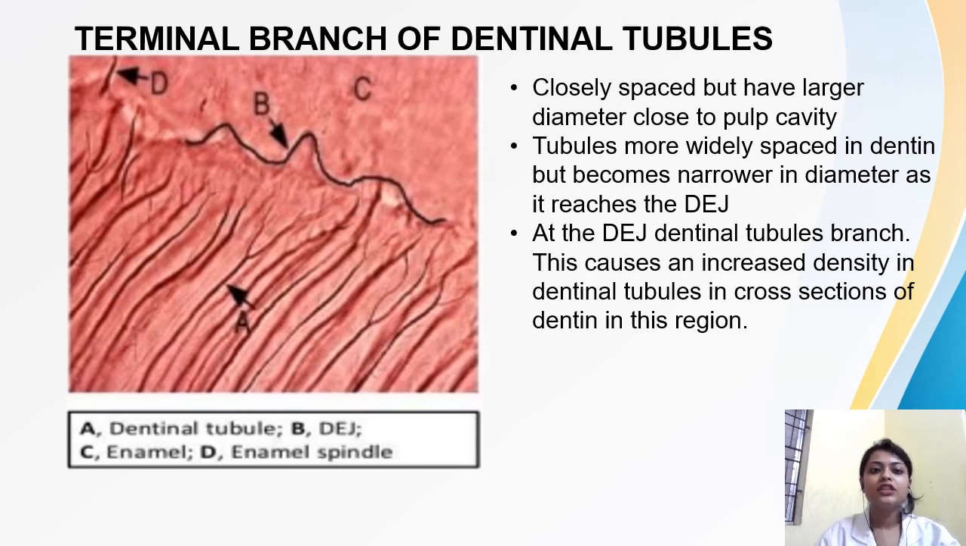Now we are coming to the terminal branch of the dentinal tubules. Here we are seeing the terminal branch of the root tubules. These are closely spaced but have larger diameter opposed to the pulp cavity. Tubules are more widely spaced in dentin but become narrower in diameter as they reach the dentino-enamel junction. So as they reach the dentino-enamel junction, they become narrower. At the dentinal enamel junction the dentinal tubules branch, which causes an increased density of the dentinal tubules in cross sections of the dentin in this region. It's just knowledge of how the terminal branches of the dentinal tubules divide and how they will be spaced.